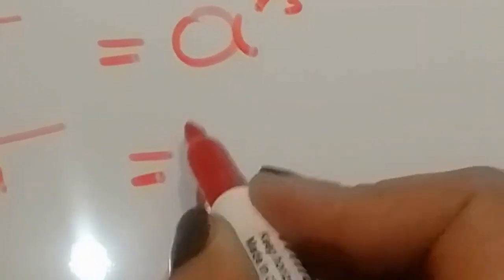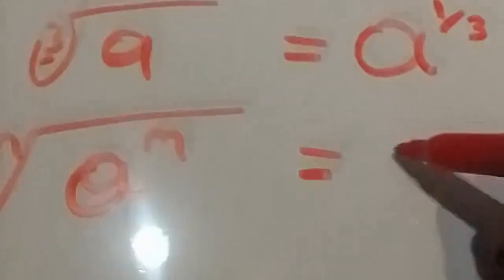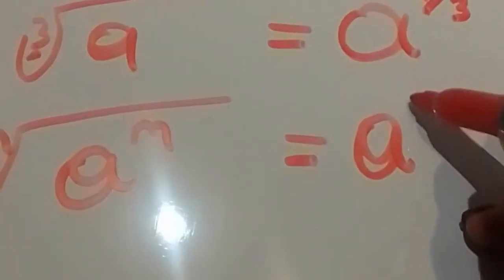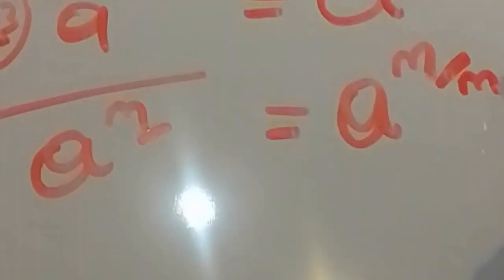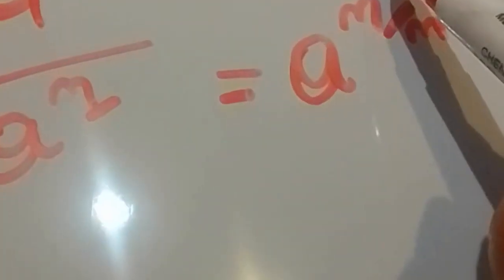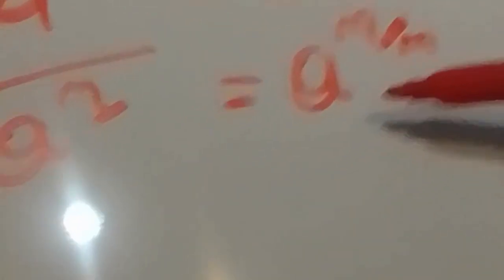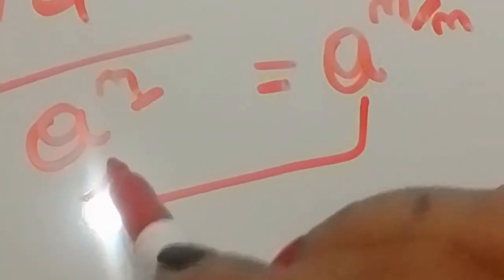And then let's say here we have a to the power of m. How do we make this in exponent form? So this will be a to the power of m, which is inside, over the number that is outside. So that's how we convert surds to exponential forms, and you can also always convert your exponential forms back to surd form in a similar manner.